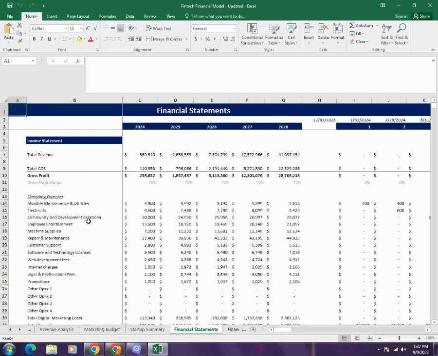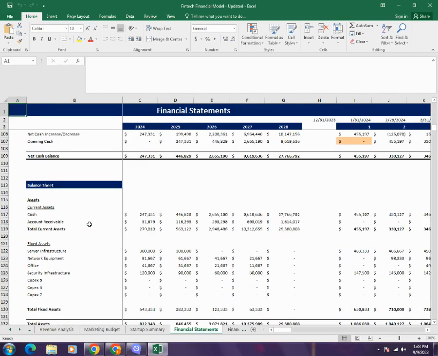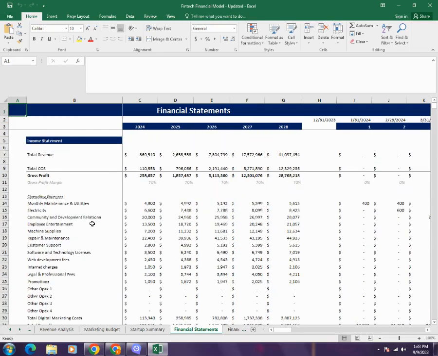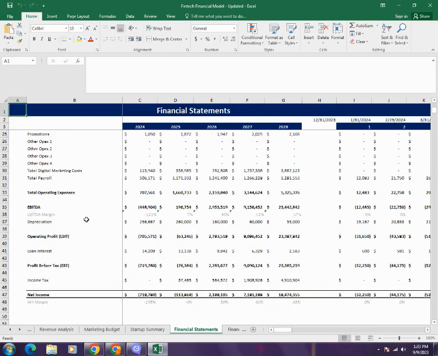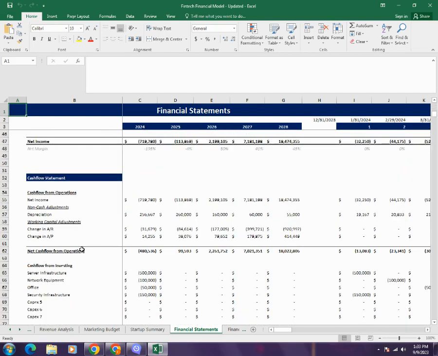Coming towards the financial statements, they include the income statement, cash flow statement, and balance sheet. As you can see, the income statement tells you about the net income of the company, which is based on monthly basis and yearly basis, going up to 5 years or 60 months.